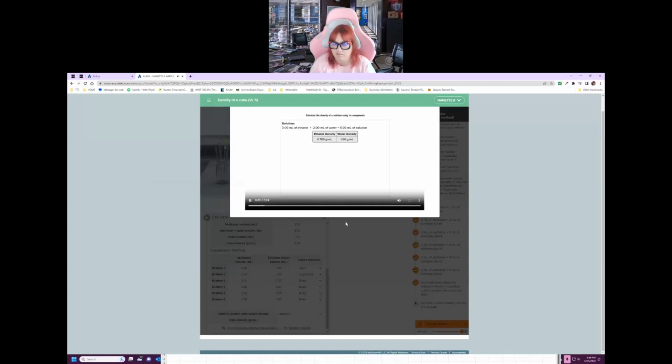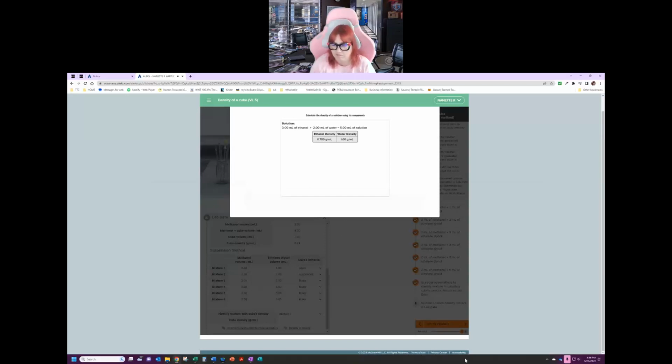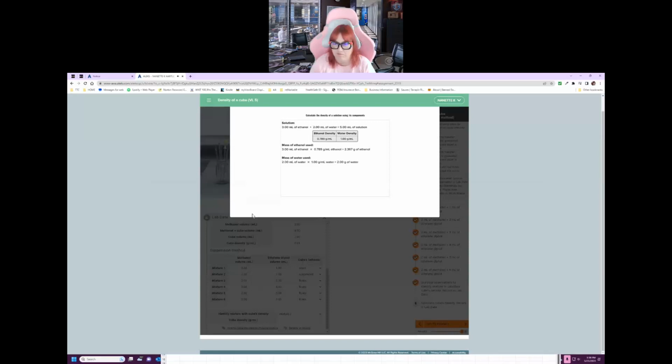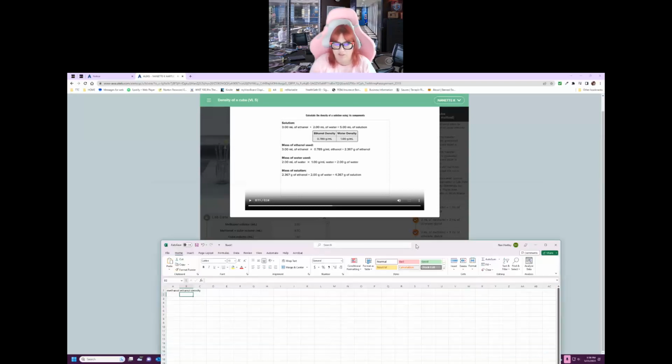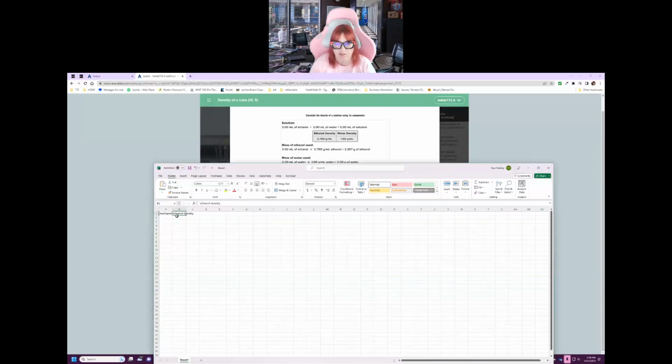Calculate the density of any solution by using the densities and volumes of the liquids that comprise the solution. Determine the mass of each liquid used by multiplying the volume used by its density. Okay, so I need those volumes as well. All right, so now I'm going to move this over here. And I know that methanol density, I don't know. Volume, milliliters.